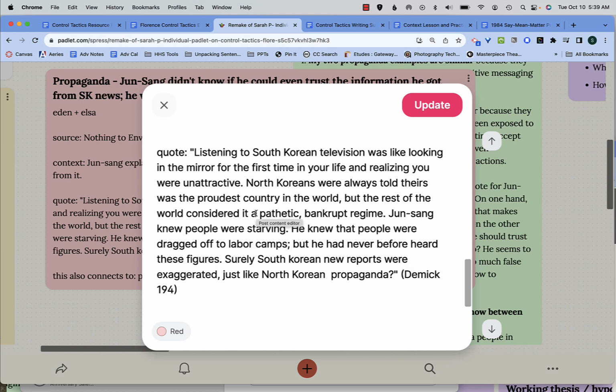North Koreans were always told theirs was the proudest country in the world, but the rest of the world considered it a pathetic, bankrupt regime. Jun-sung knew people were starving. He knew that people were dragged off to labor camps, but he had never before heard these figures. Surely South Korean news reports were exaggerated, just like North Korean propaganda.